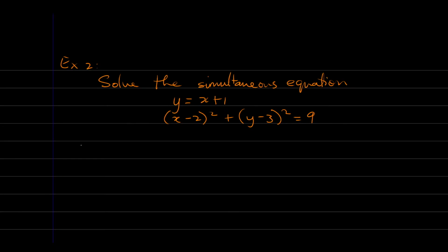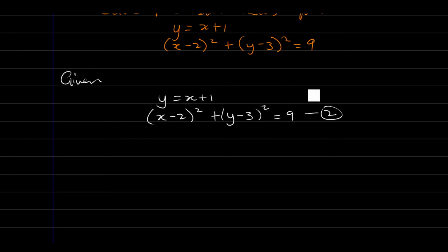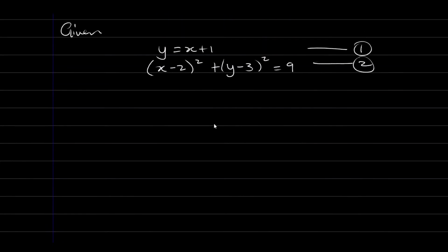Let's start the solution. So given y equal to x plus 1, and we'll call this equation number 1. And then we have x minus 2 squared plus y minus 3 squared equal 9. I'll call this equation number 2. Should really line these up a little bit more. Let's just do this as 1, this as 2. Okay, so I label these 2 here. And from there, I have to do the substitution.